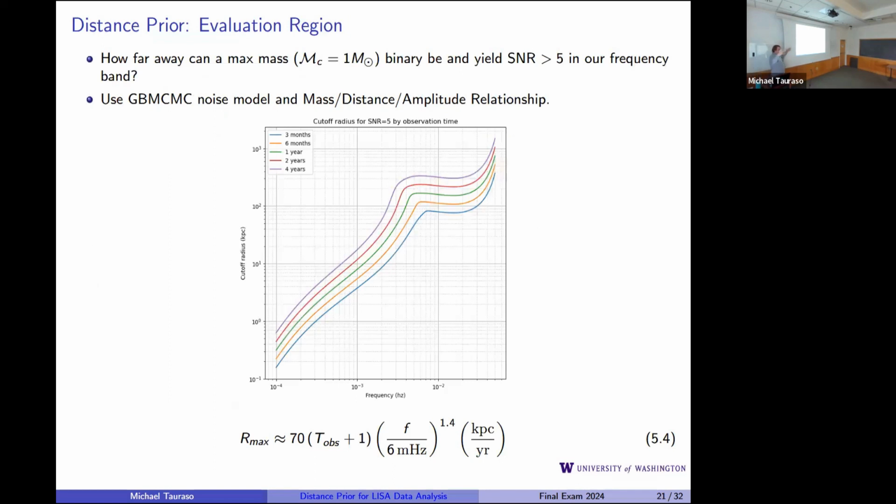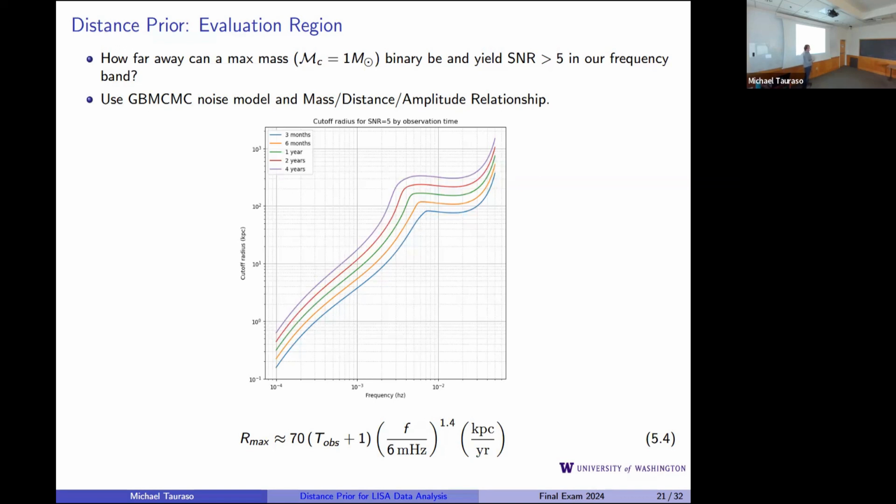As far as how far out we have to define this prior, because we do need it to end up normalized, and we have 1/r squared, so we do have to define an edge to what we're going to be working in. GBMCMC already has a detector noise model, so we essentially asked that detector noise model: if you had a binary at the maximum of the mass range, 1 solar mass in chirp mass, how far away can you put it such that when it's detected, it will have a signal to noise ratio greater than 5. And that's graphed here.